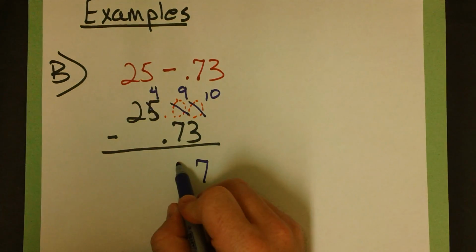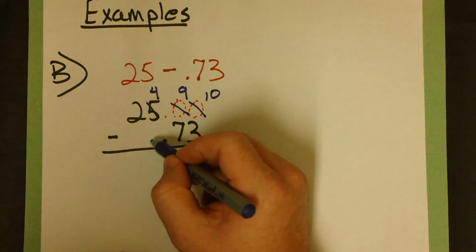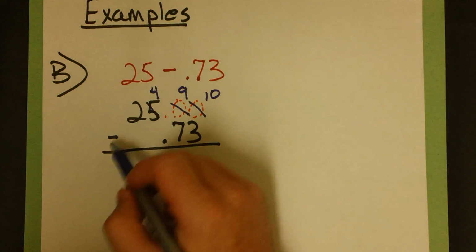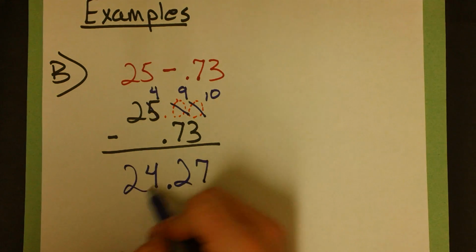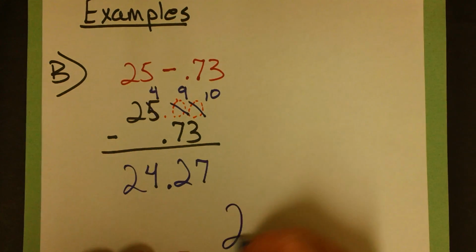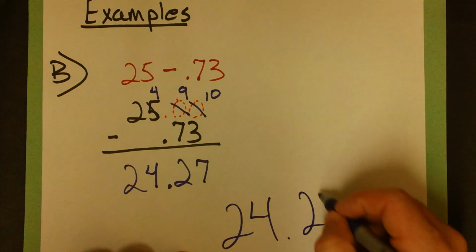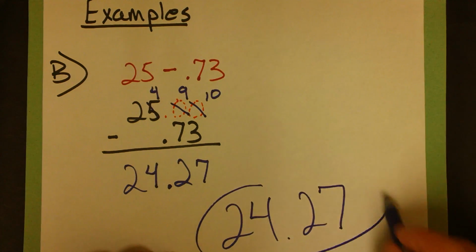9 minus 7 is 2. 4 minus 0 is 4. 2 minus 0 is 2. So your final answer, 24 and 27/100ths.